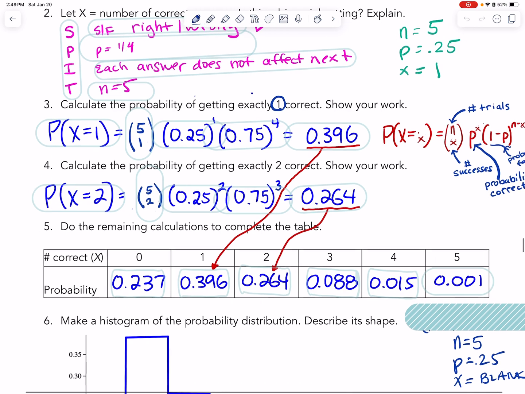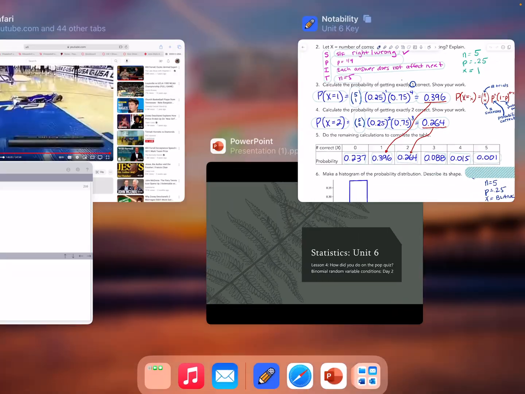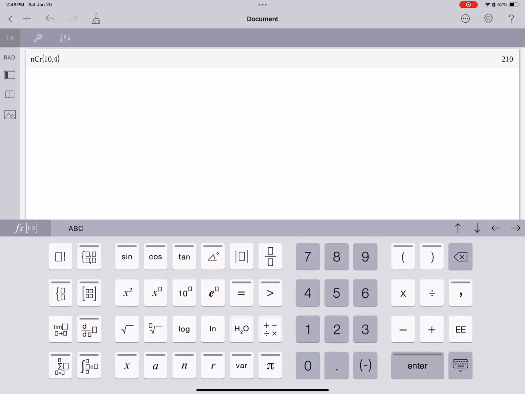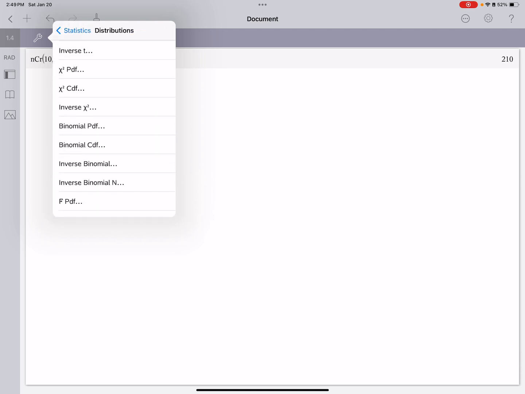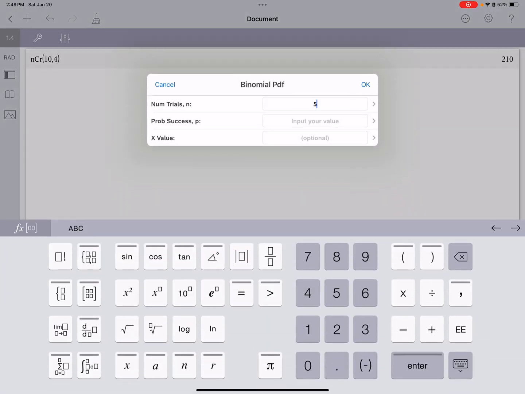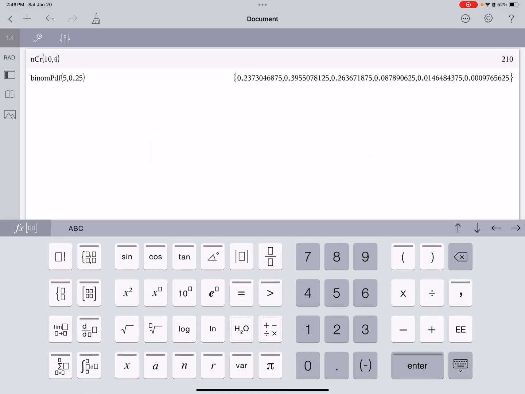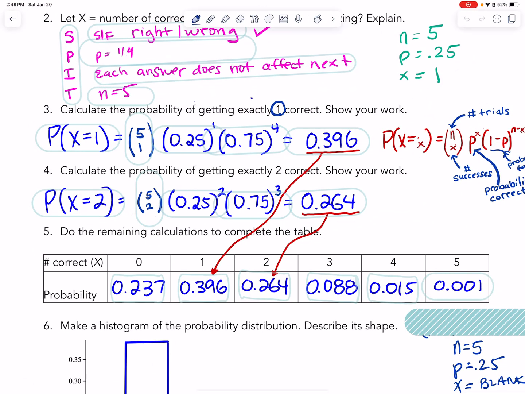All right, so I'm going to show you a shortcut now of how to do this. Go to your calculator and go to Menu, Statistics, Distribution, and we're going to scroll down to letter A, which is Binomial PDF. So you're going to enter 5 trials, 25% success, and then you're going to leave the rest blank. Do you recognize those numbers, 0.237, 0.396? If you notice, they're the same numbers that I have here. So it lists all from 0 to 5.